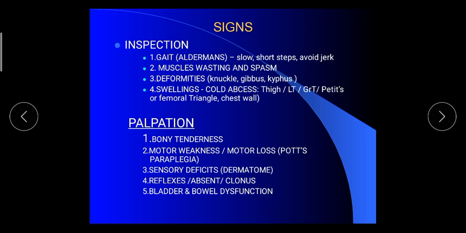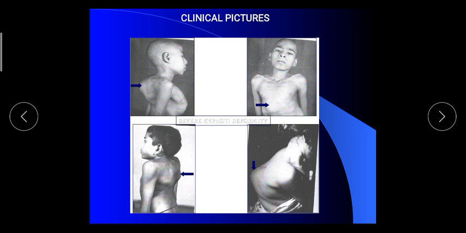Reflexes can be absent if it is a lower motor neuron type of lesion, and reflexes will be exaggerated in upper motor neuron type of lesions. And clonus is nothing but over exaggeration. Patient will have bladder and bowel dysfunction. These clinical pictures show the severe kyphotic deformities.